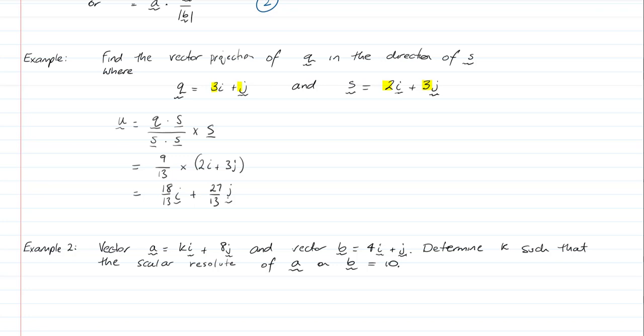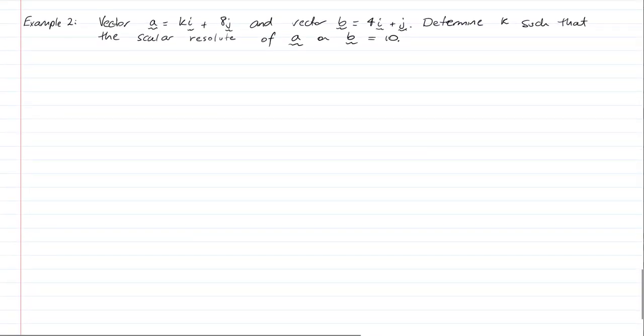Example 2, vector A is equal to ki plus 8j, and vector B is equal to 4i plus j. Determine a k such that the scalar resolute of A on B is 10. So we know the scalar resolute in this case, and we want to determine a k to make that happen. So I'm going to recognize here that the scalar resolute, which is the magnitude of U, is going to be equal to A dot B hat. So that's one of our formulas. Now I know A, I just don't know B hat.